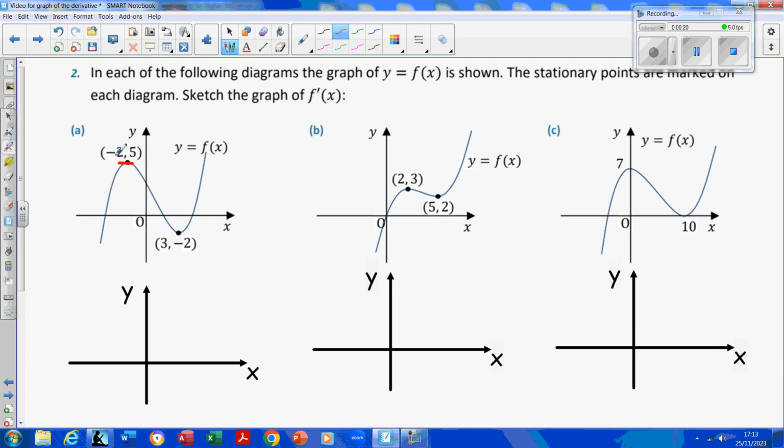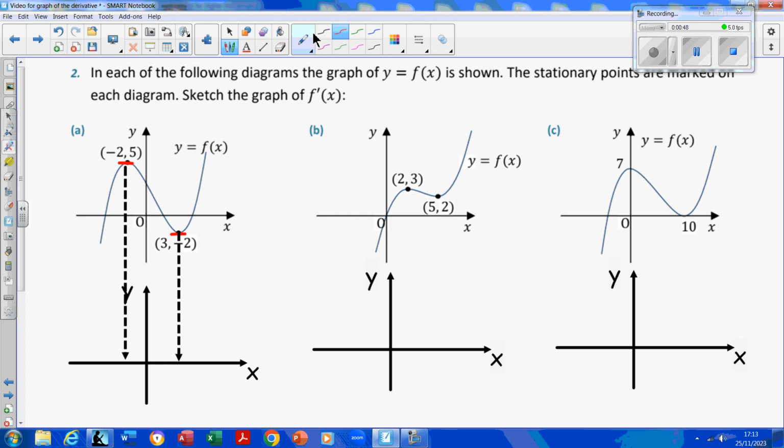We've got one where x equals -2, I'm not interested in the y coordinate. I've got one here where x is equal to 3. So the gradient of the tangent to the curve at those stationary points is 0. Stationary points occur when dy by dx is equal to 0. So what you do is you take those stationary points and you drop them down onto the x-axis, because the y value there is 0, so the gradient of the tangent is 0.